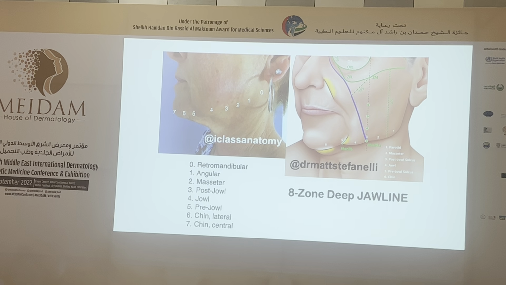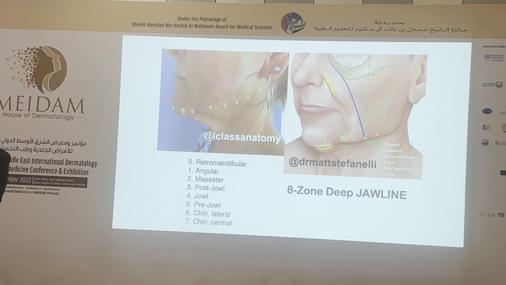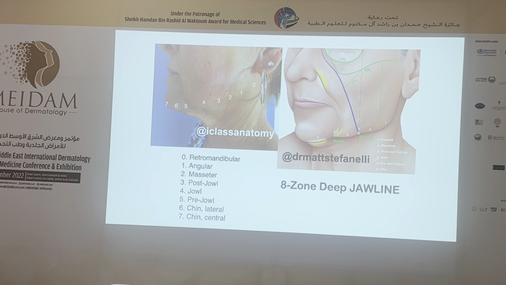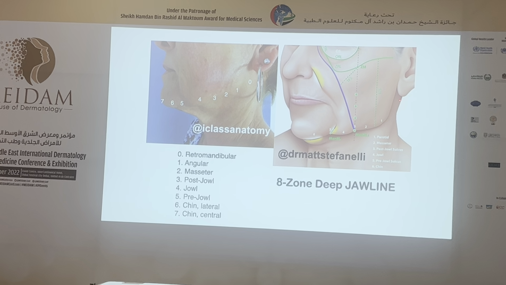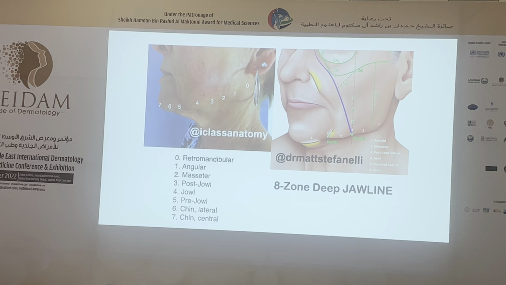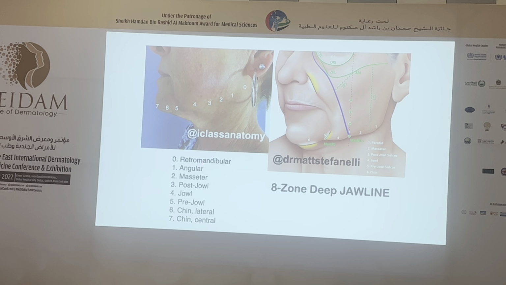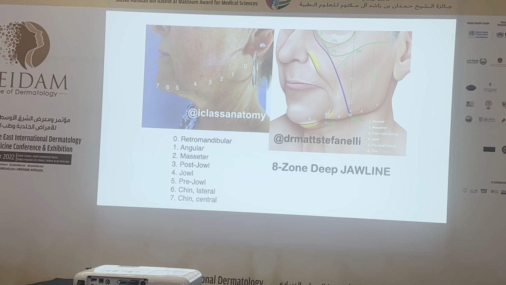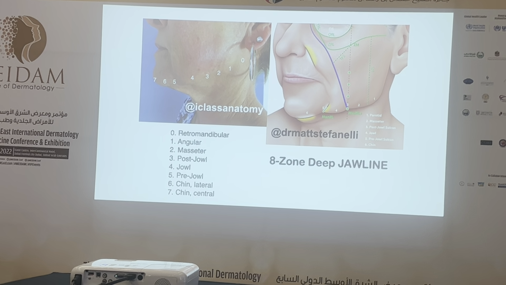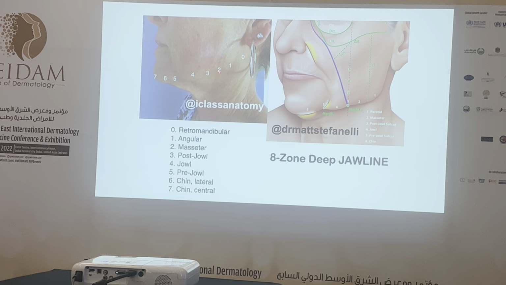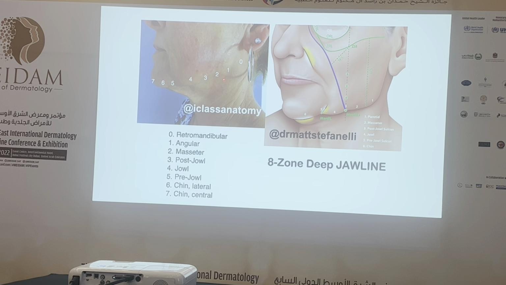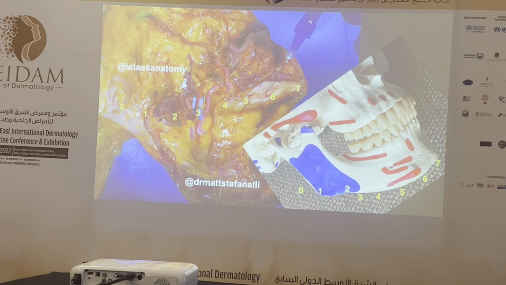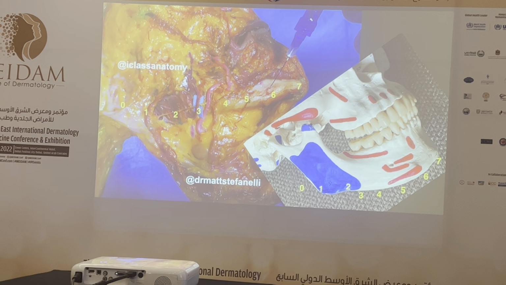All right, the deep jawline anatomy is more for fillers. However, it's, let's say, a smart way to show you a little bit what you have under the SMAS. When I do fillers for the jawline, which I also combine with thread sometimes, I divide it in 8 zones from 0 to 7. 0 is actually the retromandibular zone here between earlobe and angle. Then 1 is the angle, 2 is the masseter, 4 is the jaw, and then 3 post-jaw, 5 pre-jaw, 6, 7 the chin.